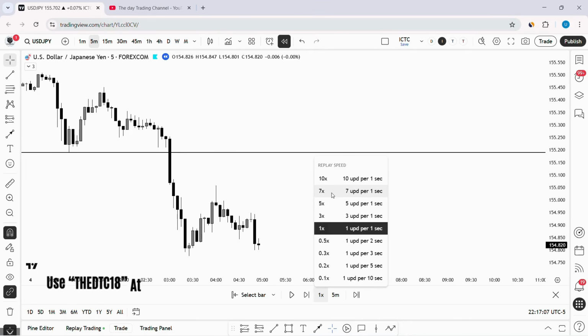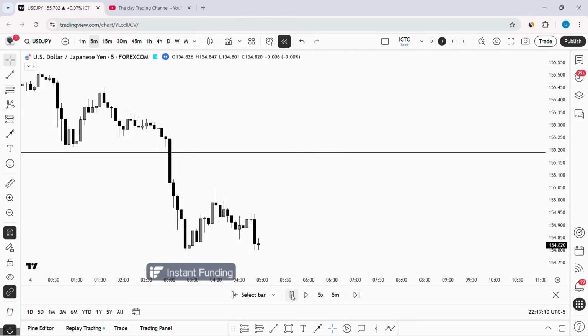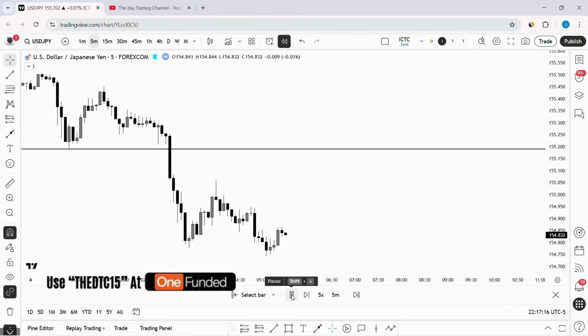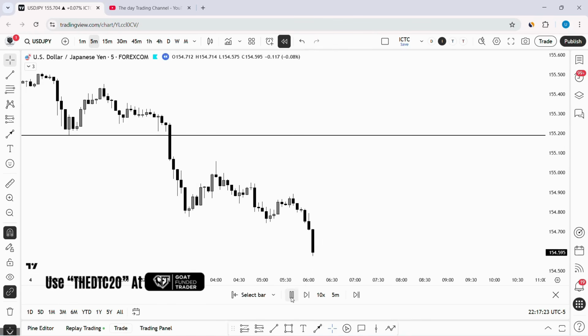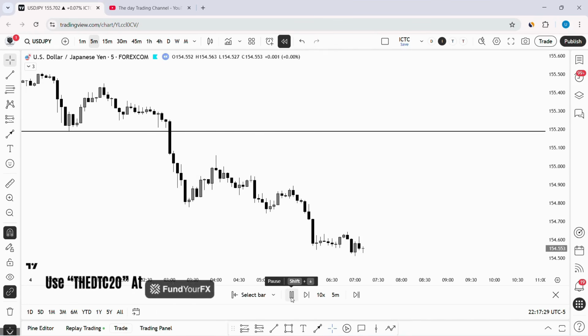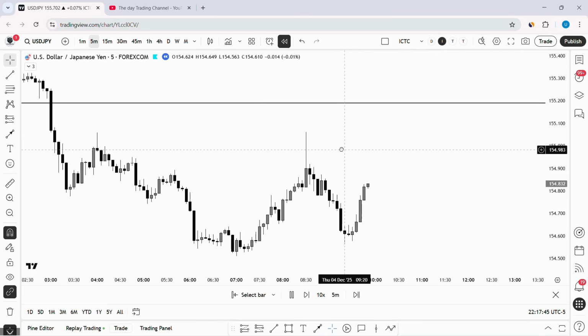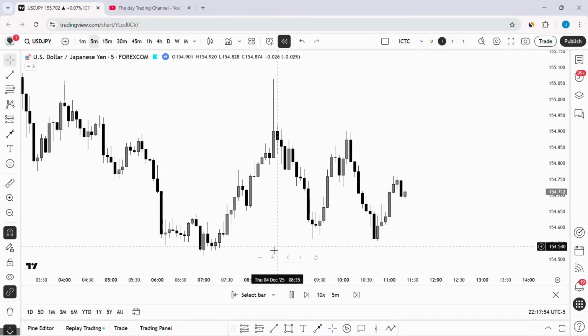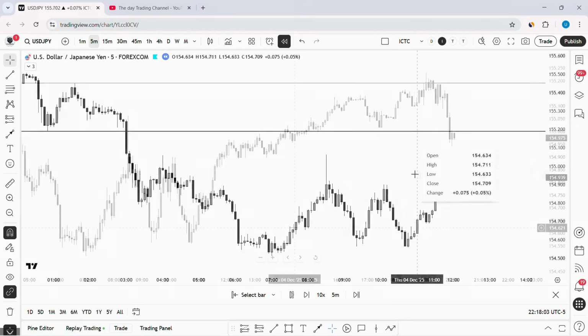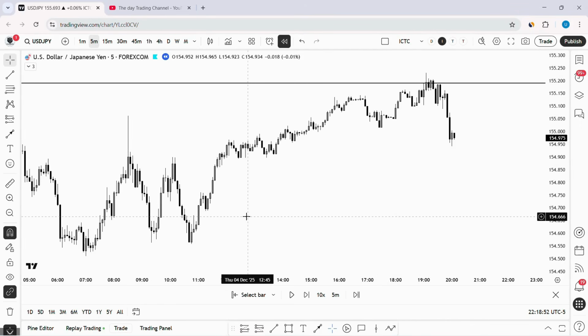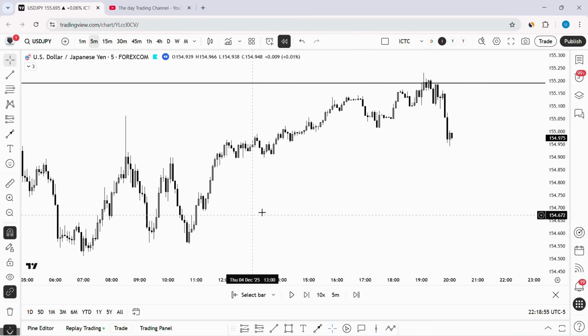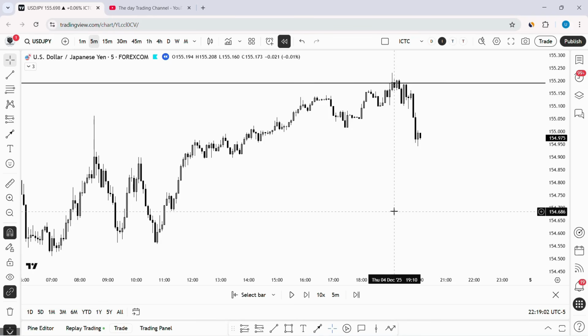Let's make this faster. The market is still moving below the line. We are still waiting for our entry confirmation. The market stayed below this line for at least 7 to 8 hours, but it finally reached the line and it has closed above the line on this candle.